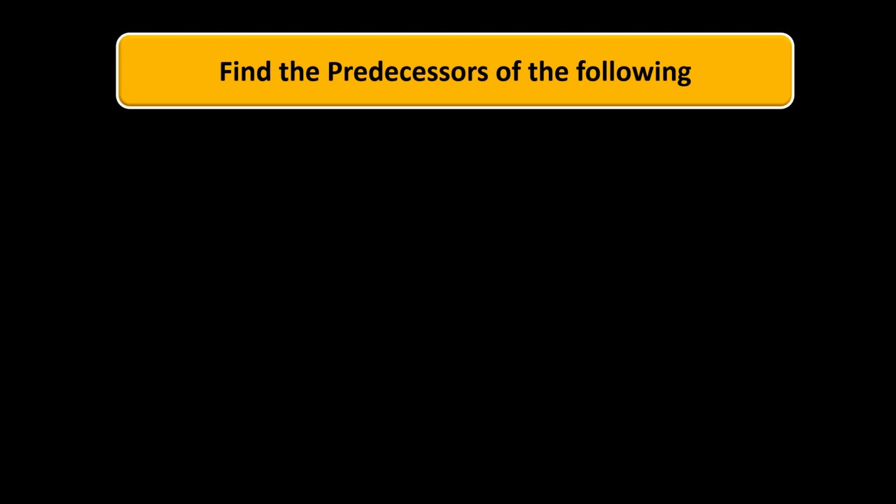Exercise 2, we have find the predecessors of the following. You need to find the predecessors of the following. 10 numbers are given in your book and you need to write the predecessor of the numbers. Here I have solved the exercise for you. You can watch the problems. The first one, let us take 87.